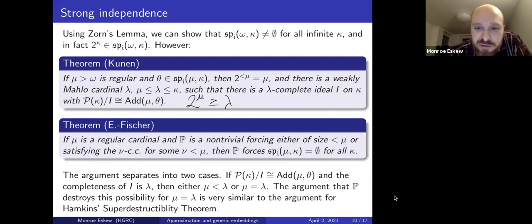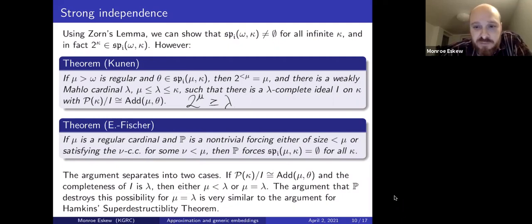I guess I should mention, maybe it's easy to see from the definitions that kappa must be at least mu for this independent spectrum to be non-empty in the first place. Okay, so there are 2 key cases that we prove separately. So we know from Kunin that if you were to have a non-empty spectrum, then you'd have these ideals lying around that are equivalent to Cohen forcing.